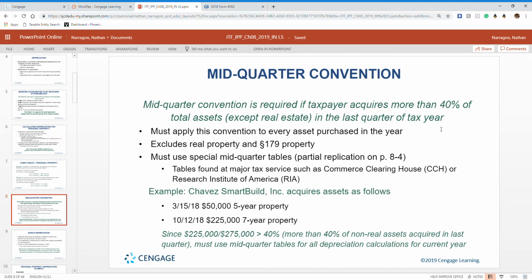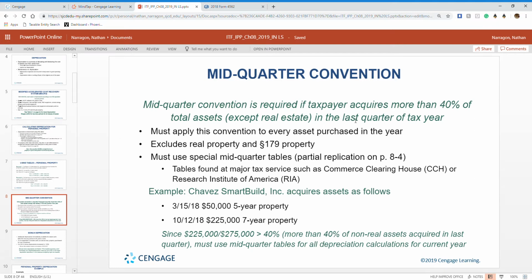So what does that mean? Well, we have to look at when the assets were purchased. And if it was purchased in October, November, or December, we need to watch out. Again, if it's more than 40%, it requires us to do certain items and take the mid-quarter. Little different percentages will happen.